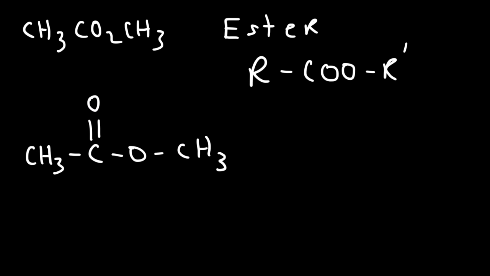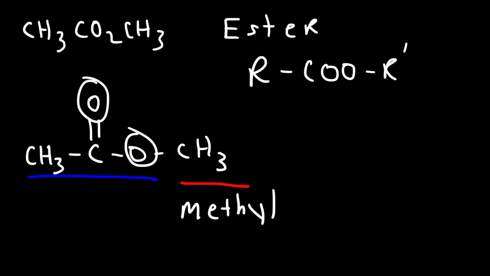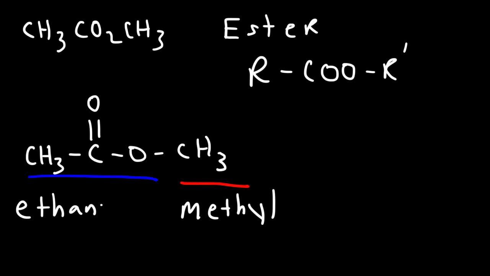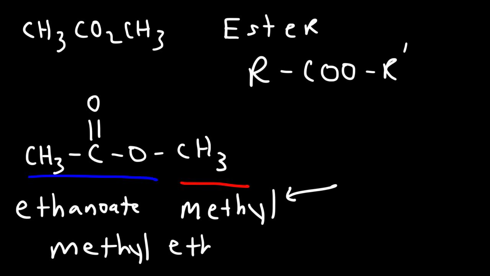Now to name it, we're going to start with this side. The carbon that doesn't have two oxygens attached to it. So this group is a methyl group. Now on the left side, we have two carbons, including the one that has two oxygens. And so that group is called, instead of saying ethane, it's ethanoate. But when naming esters, the alkyl group goes first. So it's going to be called methyl ethanoate. So that's how you name this particular ester.